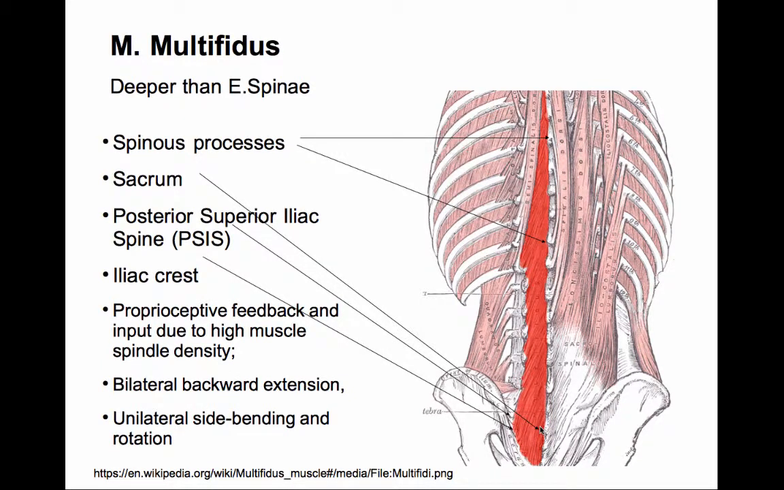It has lots of proprioceptive nerve fibers, and it's important for how the position is perceived from the brain. It helps bend the back backwards like all the other back muscles.